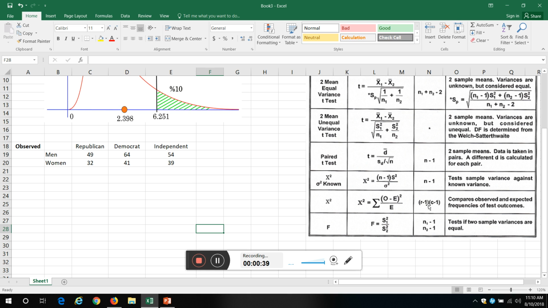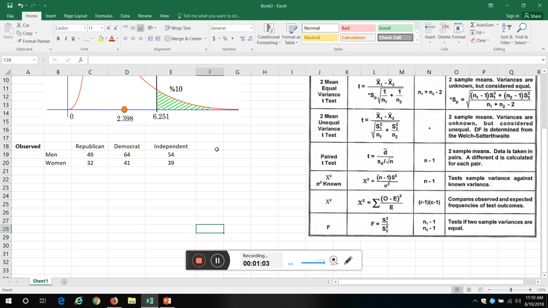So in this case, our degrees of freedom for our chi-squared, I'm going to do Republican, Democrat, and Independents. And I just made up these numbers, all right? I got 2 rows, so row minus 1 is 1, 3 columns, 3 minus 1 is 2, so 1 times 2 is 2, so I got 2 degrees of freedom.